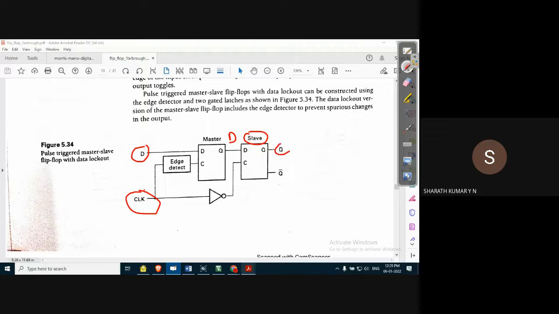And the output of the slave flip flop should be equal to D. Very simple, okay? But both should operate... this is flip flop number 1, this is D flip flop number 2. Both the first and second flip flop should not operate at the same speed. So for that, what is required here is, when the clock pulse is applied, both master and slave should not operate at the same speed.